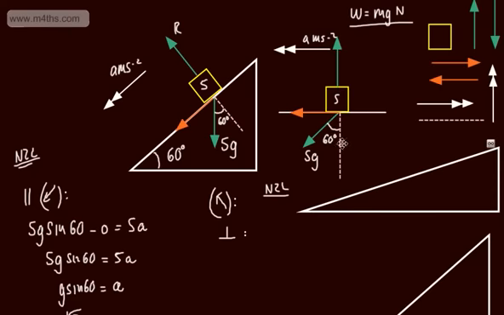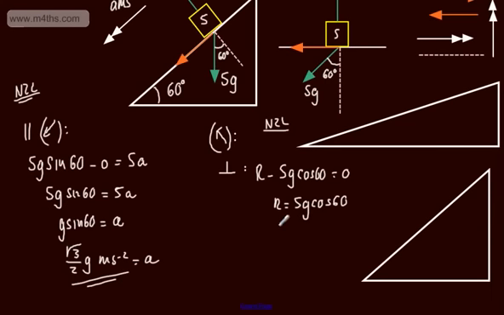We've got no acceleration upwards, so we could say now that r minus 5g, because we're going in the opposite direction, cosine of 60 will be equal to 0. So r will be equal to 5g cos of 60. Cos of 60 is going to give us 1/2. That's a nice value. So we can say that r will be 5 over 2g, or 2.5g newtons. So all I've done is gone ahead and found that.